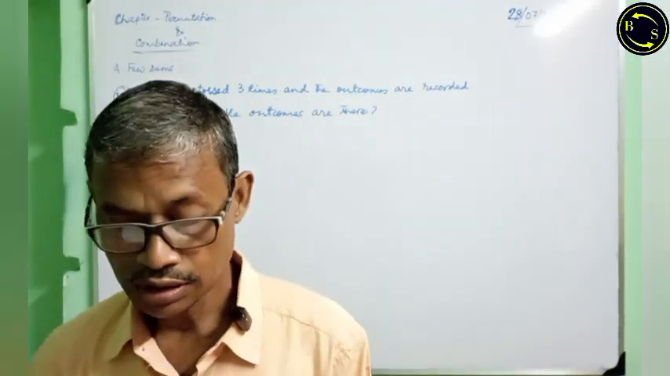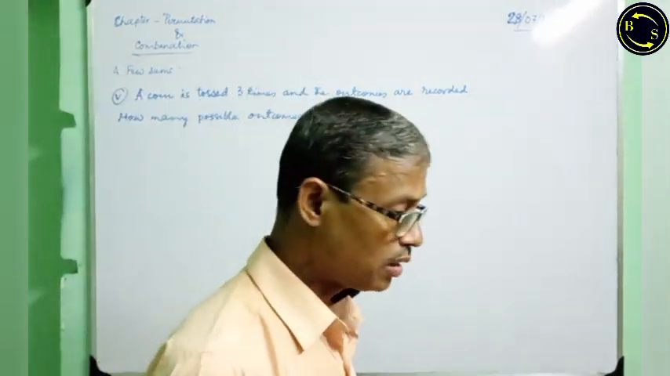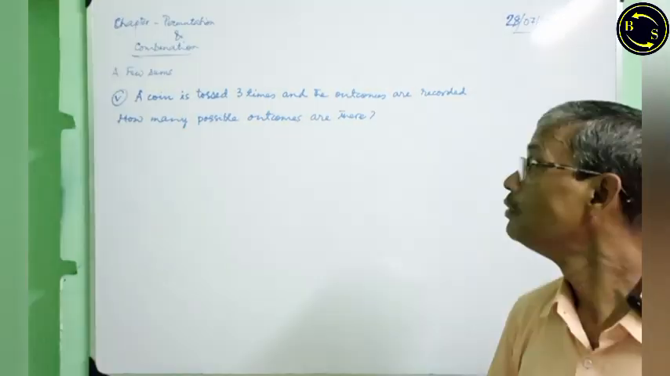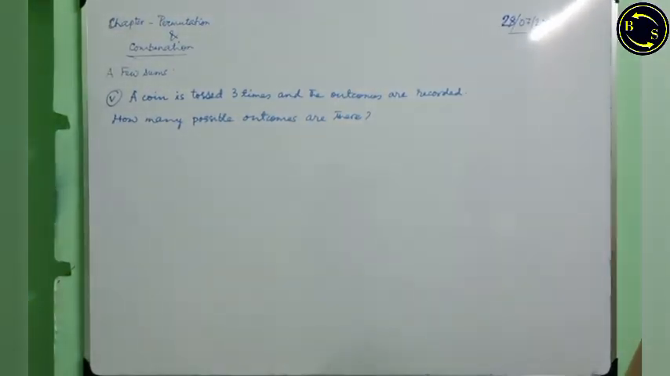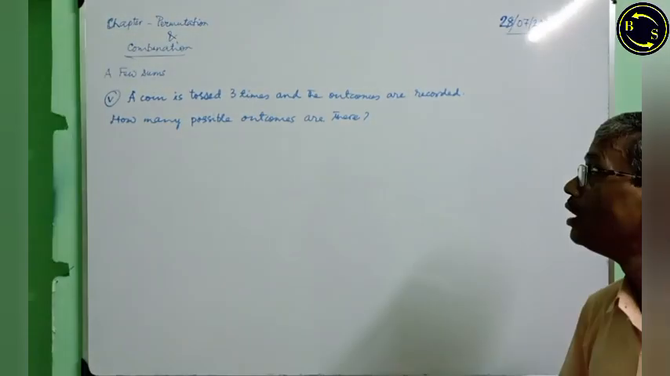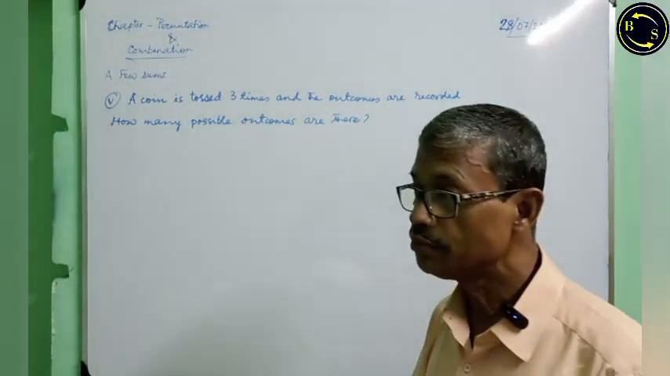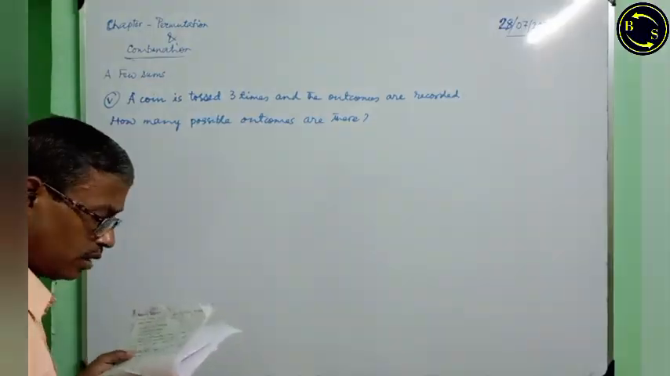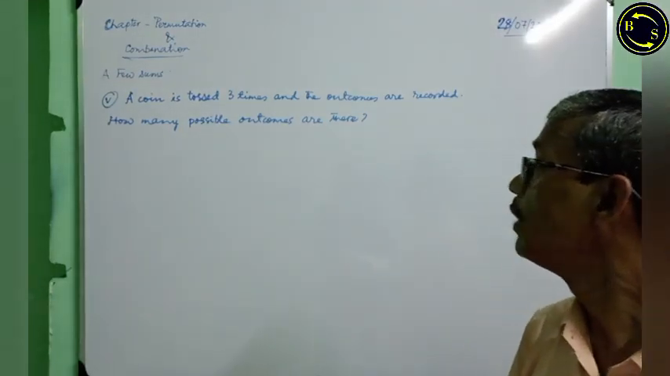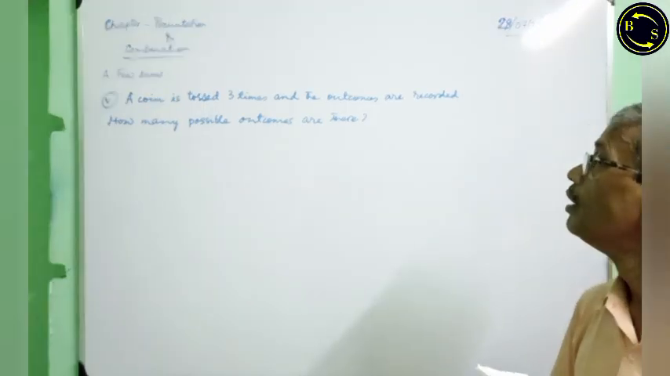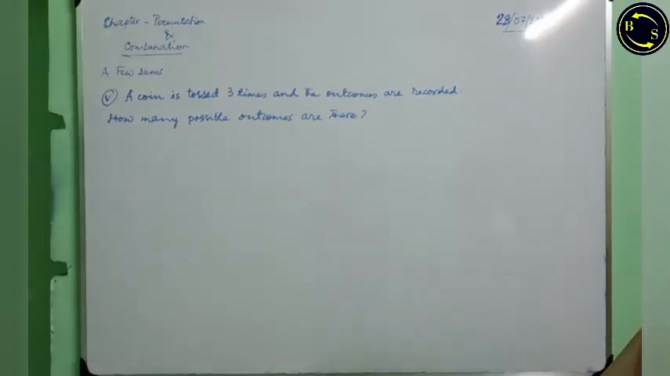After learning the chapter permutation and combination, we shall move to the very important chapter probability. That is why I have taken this sum based on tossing of coins. Actually, in probability theory, we shall use different events, tossing of coins, rolling of die, etc. That is why I have chosen this sum.